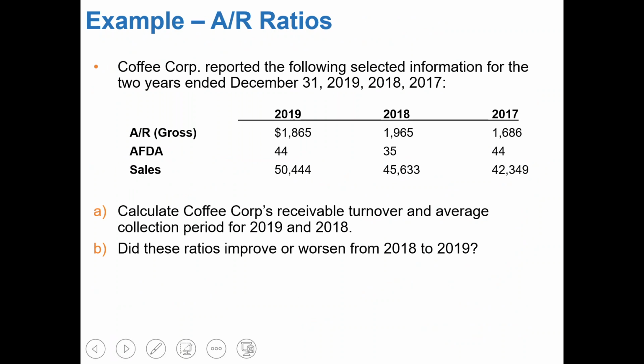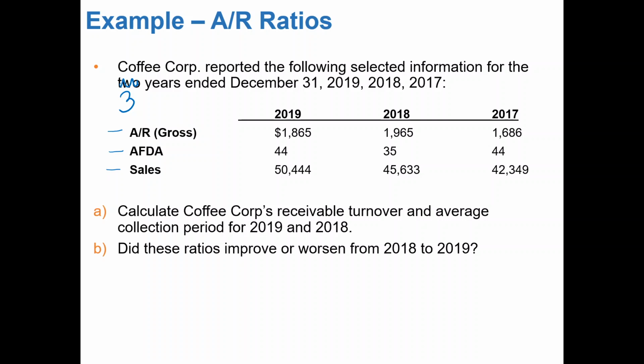Okay, so we can look at an example here. Coffee Corp reported the following selected information for, well, this should be the 3 years ended 2019, 18, and 17. We've got gross AR, the allowance for doubtful accounts, and sales. So first we need to calculate Coffee Corp's receivable turnover and their average collection period for both 2019 and 2018. And then ask the question, did the ratios improve or worsen in that time?